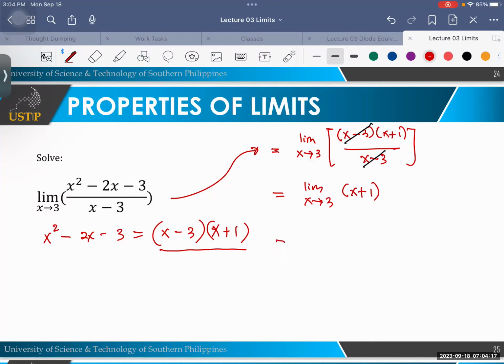And this is the time you can substitute the value 3. So we have 3 plus 1, that is equal to 4. Earlier, you couldn't substitute, because that would become undefined.